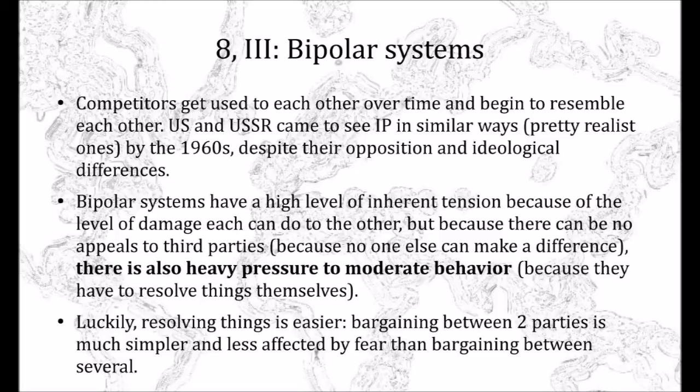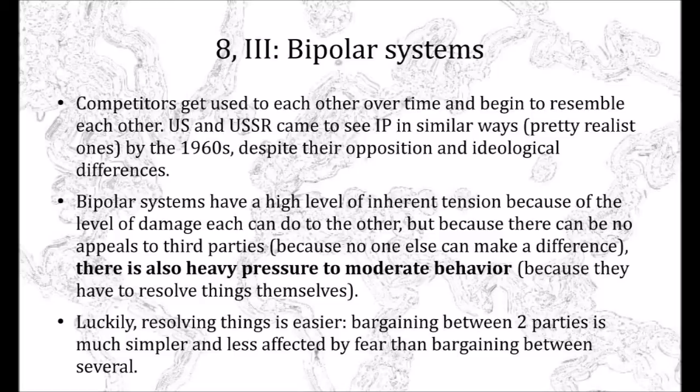Bipolar systems have a high level of inherent tension because of the massive damage each can do to the other, which seems really scary. But at the same time, because there can be no appeals to third parties, no one else can make any difference, which leads to stability. There is also heavy pressure to moderate behavior, because the two powers have to resolve things themselves. But luckily, resolving things is easier, because bargaining between two parties is much simpler and less affected by fear, for example that an alliance partner would jump off, than bargaining between several.